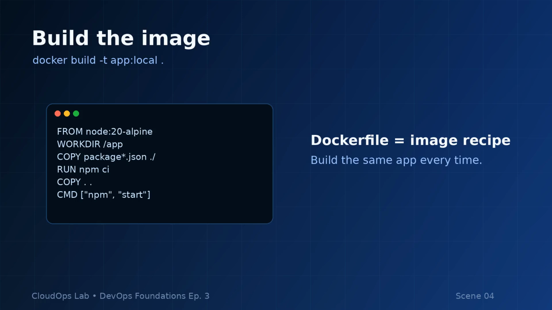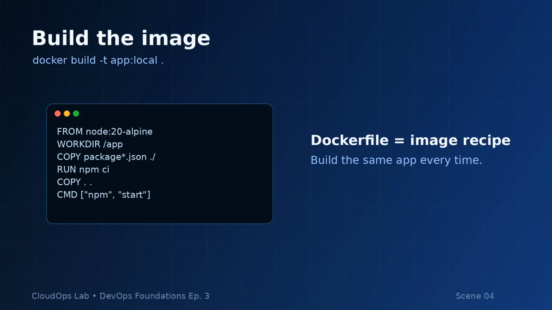After dependencies are installed, you copy the application source code. Then you might run a build command, especially for front-end apps or TypeScript projects. Finally, you define the command that starts the application. In Docker, this is often CMD. For example, a Node API might start with npm start. A Python web app might start with gunicorn. A static app might be served by a lightweight web server.